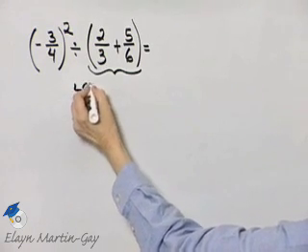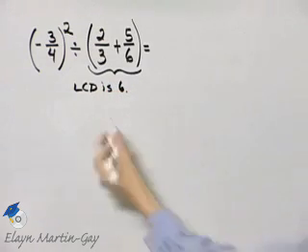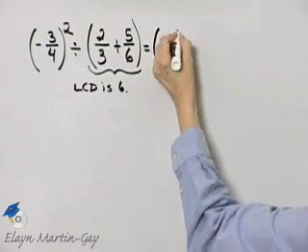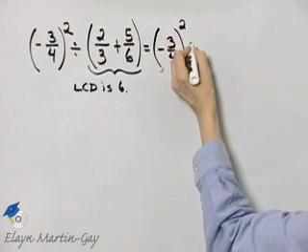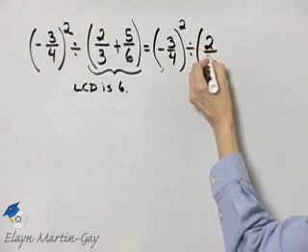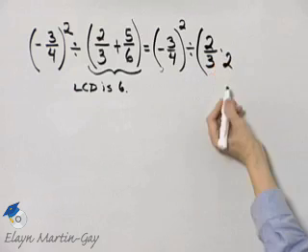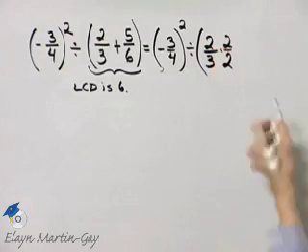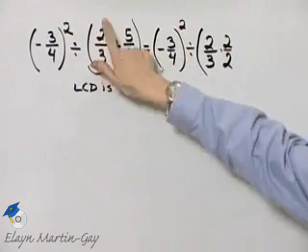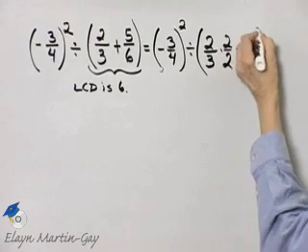What is the least common denominator here? The least common denominator is 6. Now let me go ahead and rewrite this for the moment. That's negative 3/4 quantity squared divided by... how do I write 2/3 as an equivalent fraction but with a denominator of 6? Well, we know 3 times 2 is 6, so I multiply the fraction by 2/2, because that's like multiplying by 1. It does not change the value of the fraction. And then I have plus 5/6.